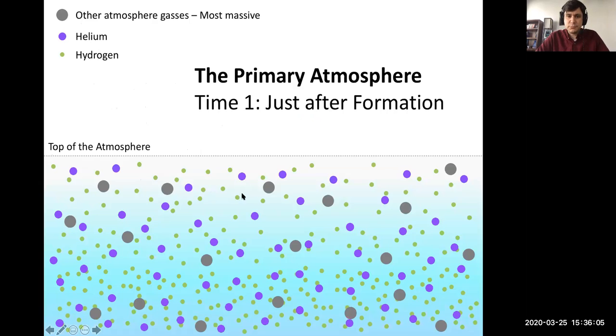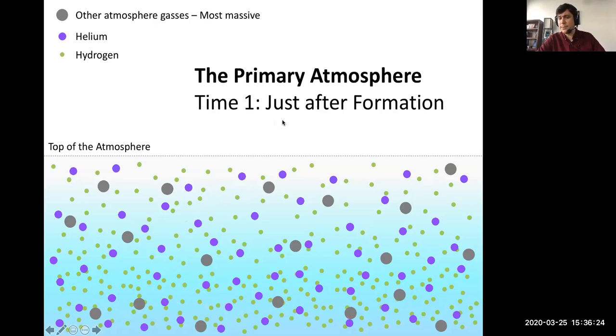I have here, you can see all the different gases in the primary atmosphere, and there's mostly hydrogen, there's less helium, and there's even fewer heavier stuff. This is the top of the atmosphere, so I will represent escape from the atmosphere if they can drift past it.